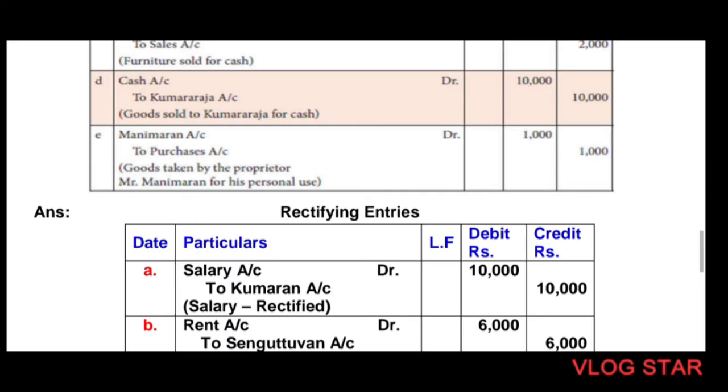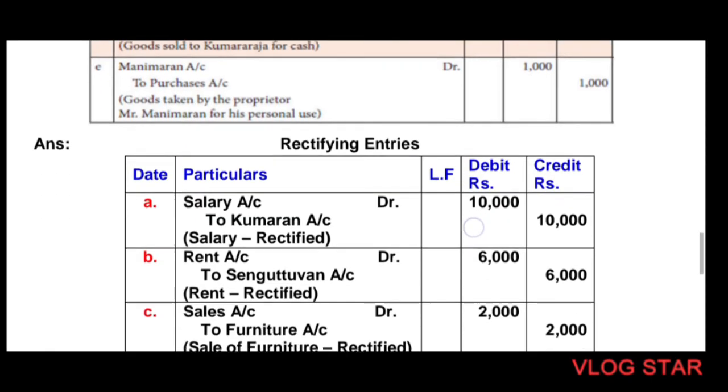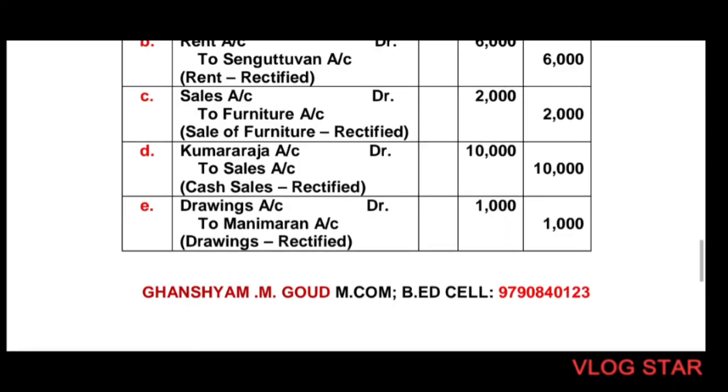Next one, Mani Maran account debit to purchase account. Goods taken by the proprietor, Mr. Mani Maran, for his personal use. Whenever goods are taken for personal use, it is drawings account debit to purchase account. But instead of drawings, what was written? Mani Maran. So on the debit side, we have to write drawings. And Mani Maran, which is written on the debit side, we write on the credit side to rectify this entry. So see the answer: drawings account debit to Mani Maran account 1000. Drawings are rectified.